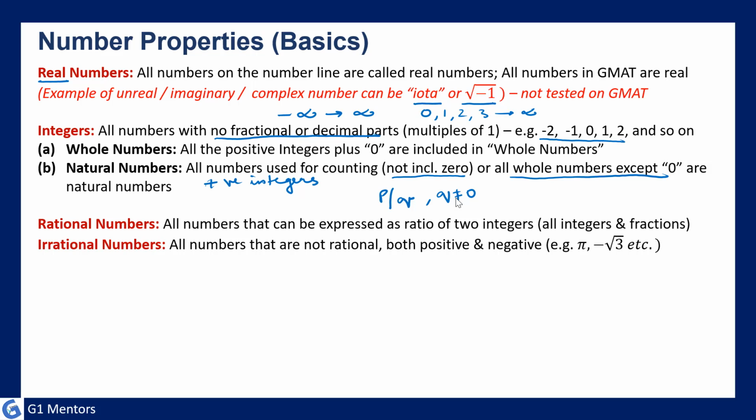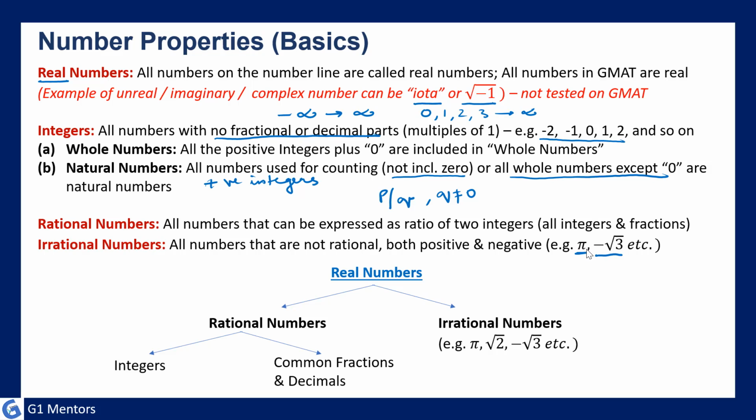All integers and fractions are rational numbers. What are irrational numbers? All numbers that are not rational, both positive and negative. Examples: pi or minus the square root of 3. All these kinds of examples where a root is there or numbers such as pi are called irrational numbers. Just to summarize, all numbers tested on the GMAT are real numbers. Real numbers are divided into rational numbers and irrational numbers. Rational numbers include integers, common fractions and decimals.